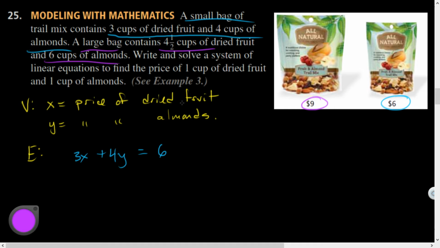Yeah, I'll kill the fractions later. But what would this be? So 4.5x plus 6y equals 9. To simplify that, 4 1/2 is the same as 2 times 4 is 8 plus 1 is 9. That's the same as 9/2.